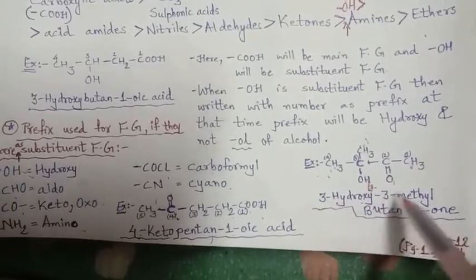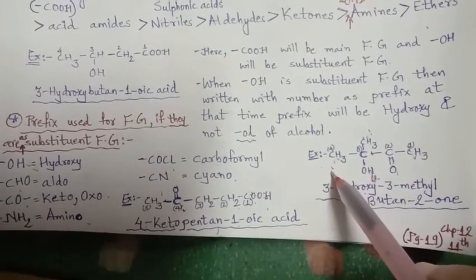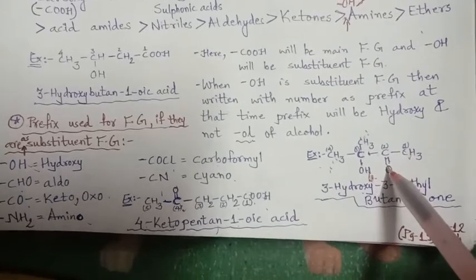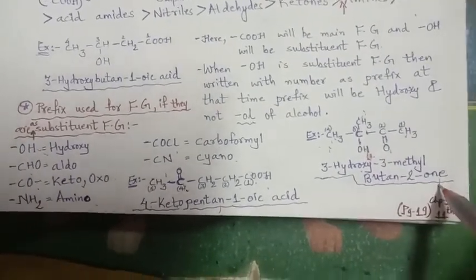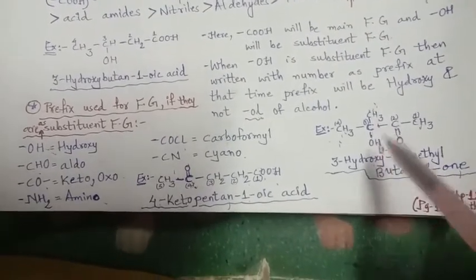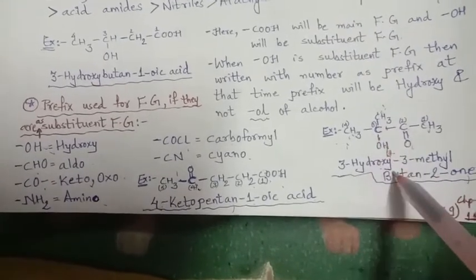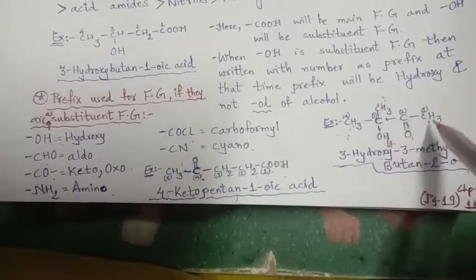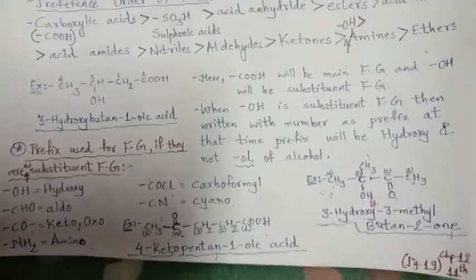3-hydroxy, 3-methyl, butane. 4 carbons of butane, and on the second carbon the main group is there, so 2-one. Clear? So this is the main group and this is the substituent. Third carbon hydroxy: 3-hydroxy, 3-methyl, butane, 2-one. Clear?